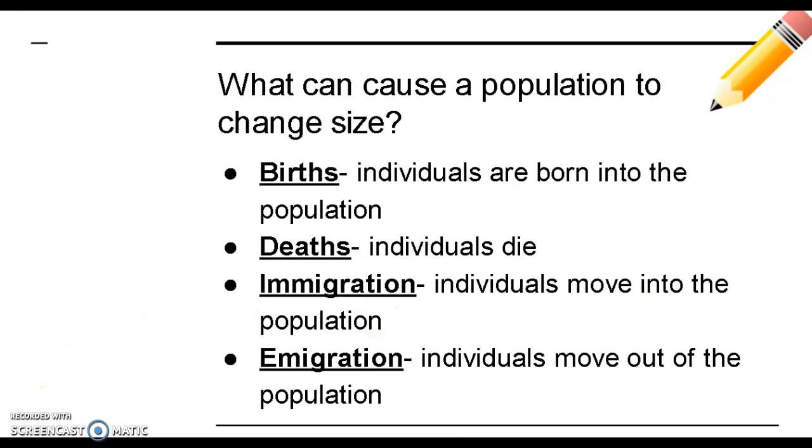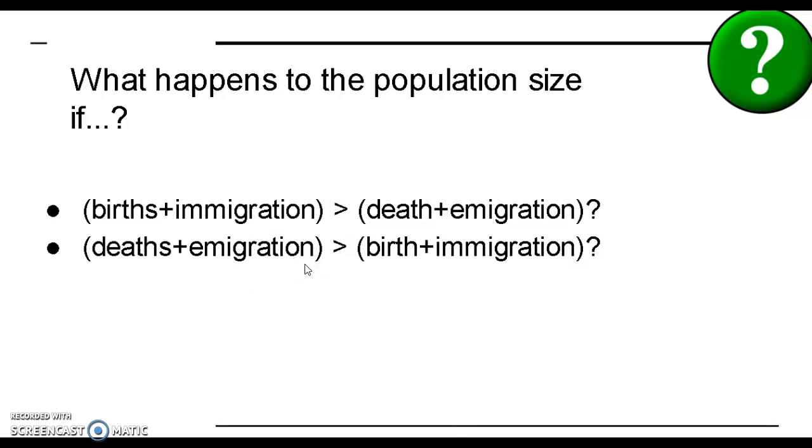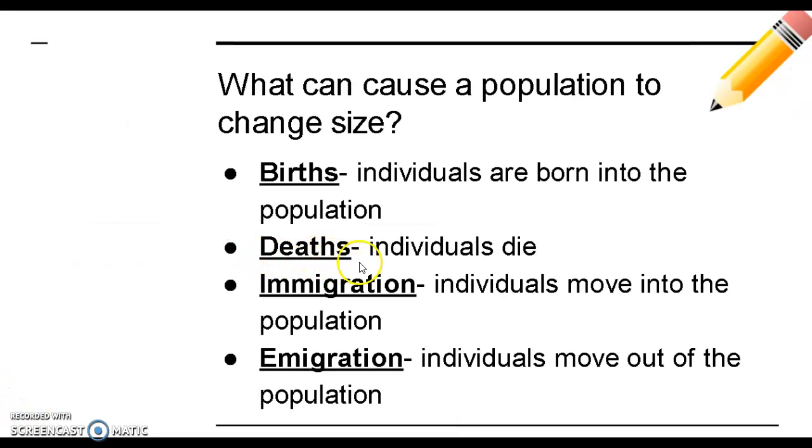So there are four factors that could cause a population to change size. You could have more individuals born into the population. If there are a lot of births, then the population is going to grow because you're adding more individuals to the population. If a lot of them die, the population is going to decrease.